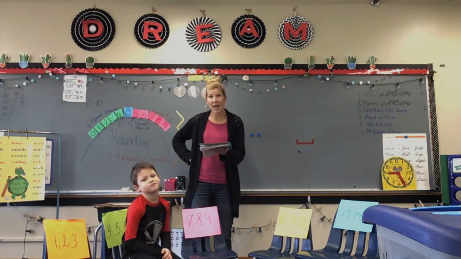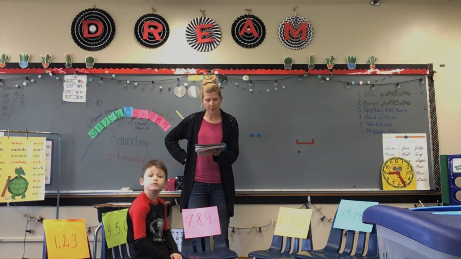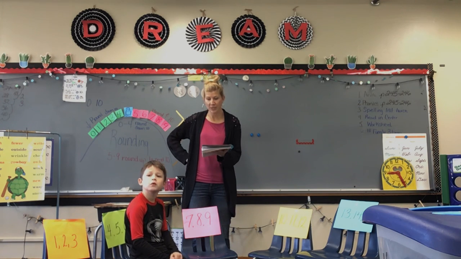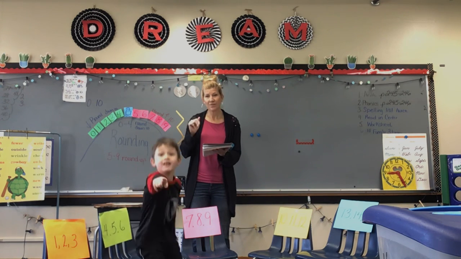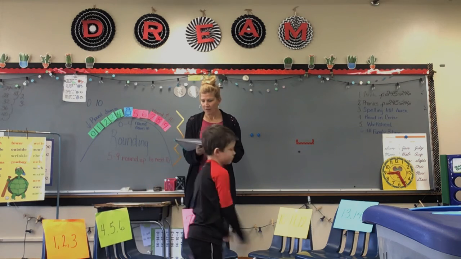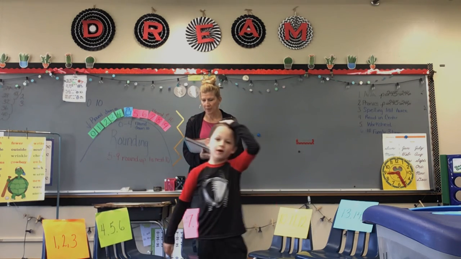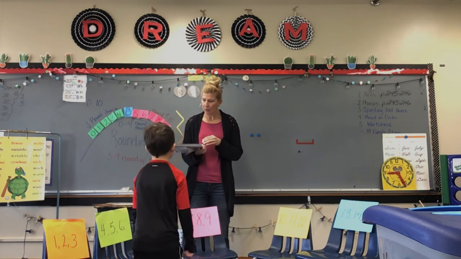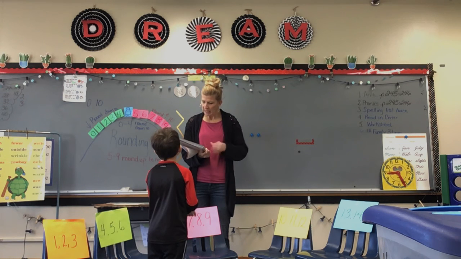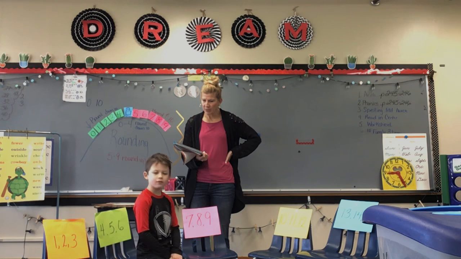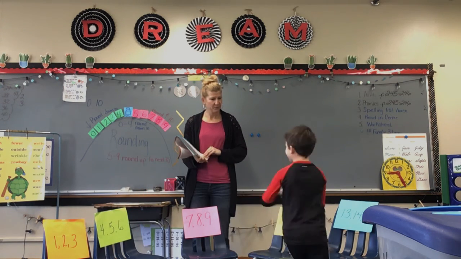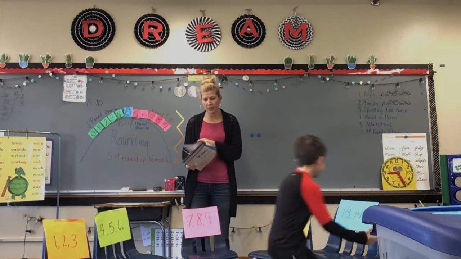Next one. 10 divided by 2. So count by 2s until you get to 10. Good job. You should have said 5. Next one. Here we go. 9 plus 5. 9 plus 5. What? That's all you're gonna do? 9 plus 5 equals.